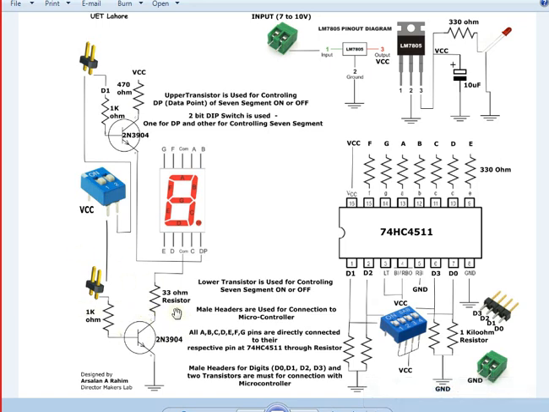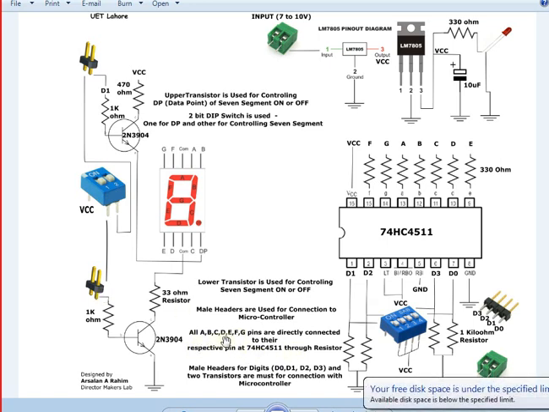If you want to turn off the whole display, even if the IC is getting data, I will just turn off this dip switch and everything will be off. Then the lower transistor is used for controlling the 7 segment on and off, just like I said just now. Male headers are used for connections to the microcontroller. So you are going to have male headers at this point and this point. You can in fact use this one and this one as the very same. There is no need of having 2 pins over here; you can use only one 2-pin header and connect them with these two, and that is sufficient. No need of 2 separate pins, as that will just clog the place.